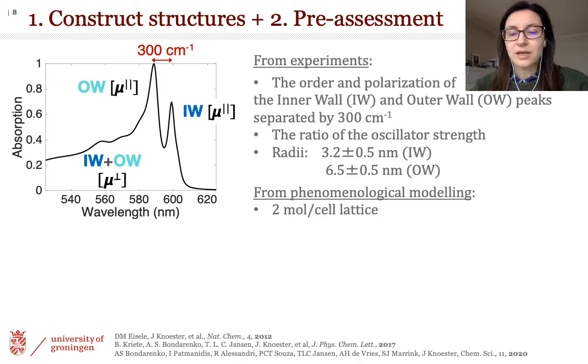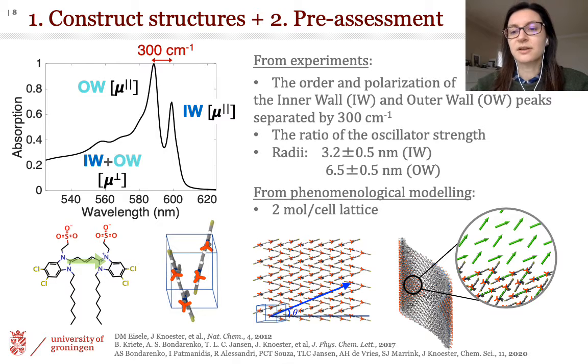The two walls are coupled structurally but do not share excitonic states, so we treat them as uncoupled. The higher energy region, associated with contributions from both walls, is polarized perpendicular to the tube's axis. Moreover, based on the previous phenomenological modeling, we know that a rich structure in the experimental absorption spectrum suggests that the underlying lattice has 2 molecules per unit cell. So we start from the crystallographic unit cell of a similar molecule.